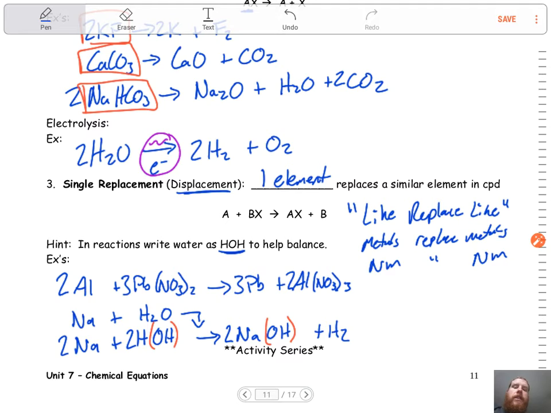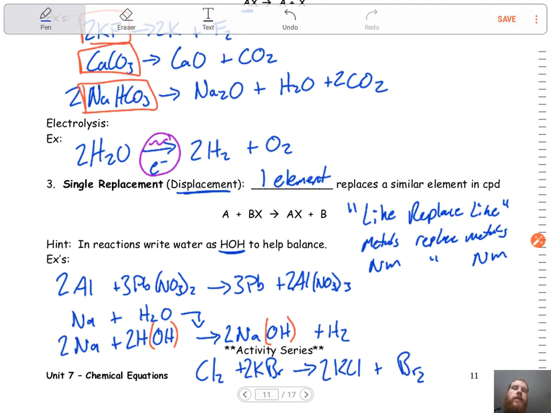Now, both of these examples that we've done so far, guys, are metals replacing metals. Let's get you an example where you're going to have a non-metal replacing a non-metal. Specifically, those non-metals you're going to see are the halogens. So something like chlorine plus potassium bromide will produce potassium chloride plus bromine. And notice it's bromine 2 and chlorine 2 because of those diatomics. When we balance it, it should look like this.